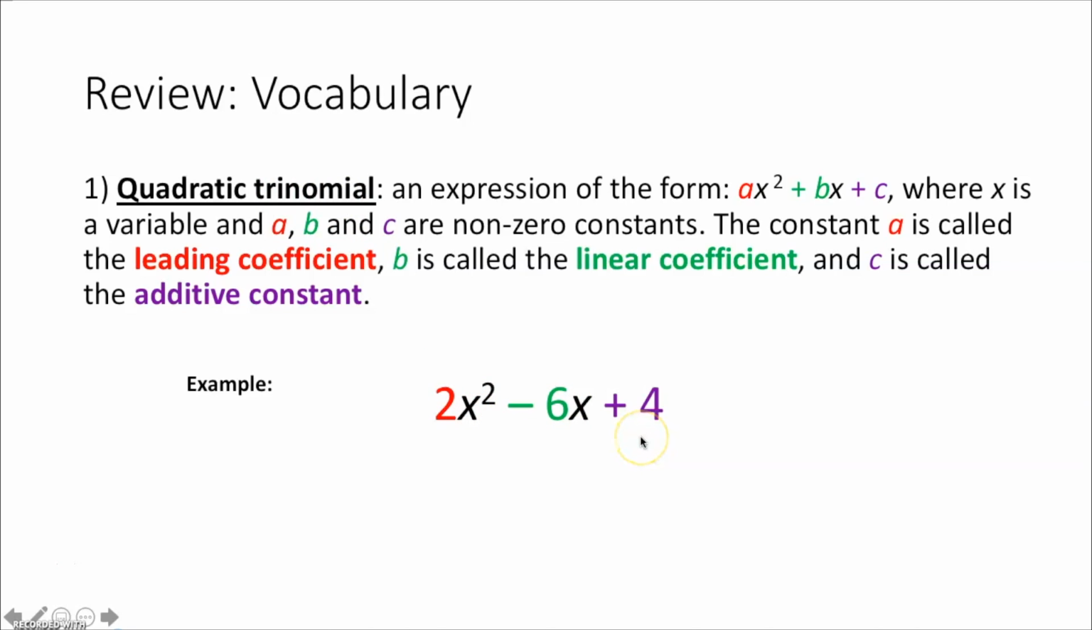Now, what I also want you to be able to do today, just like last time, is pick out your a, b, and c. Your a value is the number in front of your x squared. It's your leading coefficient. So in this case, that would be this 2. Your b value is the number in front of the x. So in this case, that would be -6. And your c value would be that 4 added at the end.